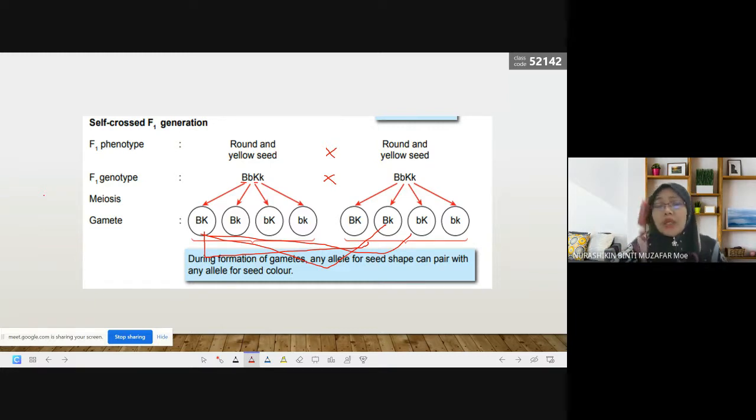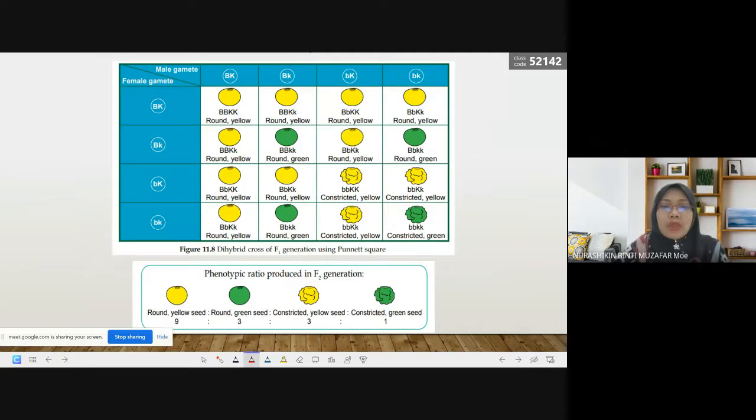Okay, for Mendel dihybrid, Mendel's second law. I want you to draw the Punnett Square for F2 generation, when we cross the gametes. For monohybrid, you don't need to draw a Punnett Square. You just cross, because at maximum there are just 2 gametes, 2 gametes. That one has no problem, you just cross. But for this, during formation of gamete, any allele for seed shape can pair with any allele for seed color. So there are a lot of variation for gametes. That's why we need to draw the Punnett Square.